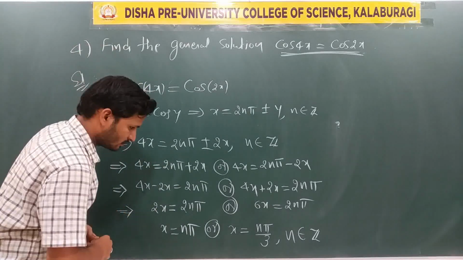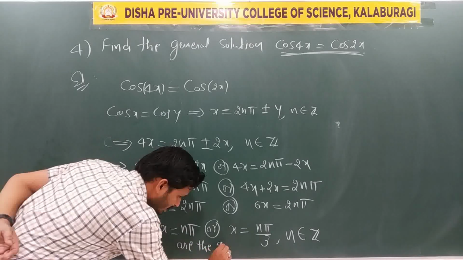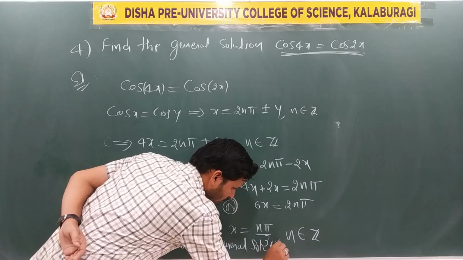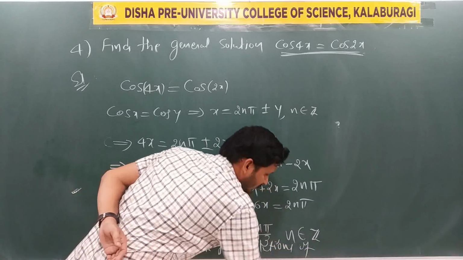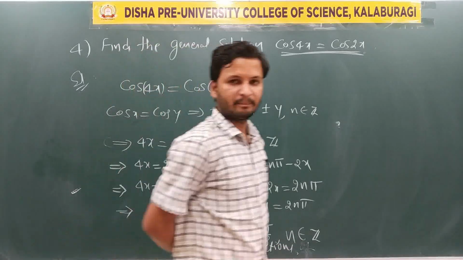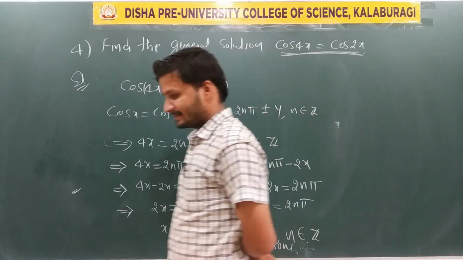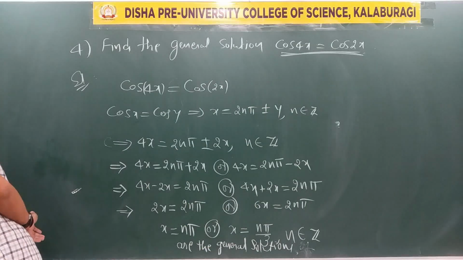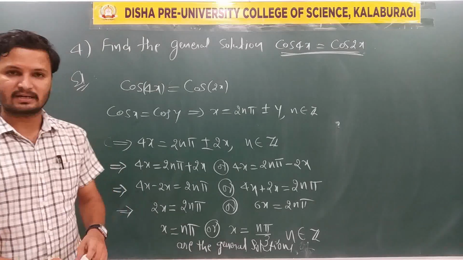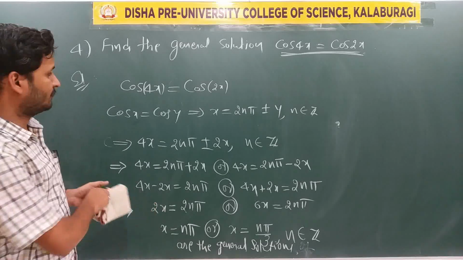Write down again, these are the general solutions of the given trigonometric equation. This is all about finding the general solutions of trigonometric equations. We'll discuss some more problems in the next class. Before that, take some more homework problems.